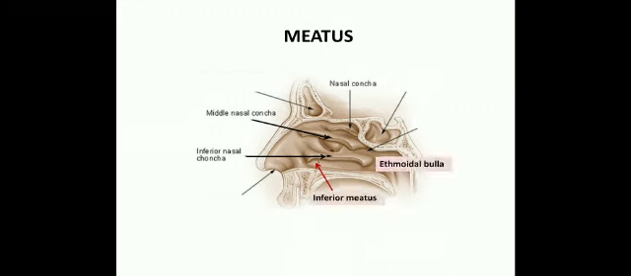Then the middle meatus, present beneath the middle concha. It presents the ethmoidal bulla, which is a rounded elevation produced by the underlying middle ethmoidal sinuses. And the hiatus semilunaris is a deep semicircular sulcus below the ethmoidal bulla. So here we can see the depression just below the ethmoidal bulla, that is the hiatus semilunaris, and the infundibulum is a short passage at the anterior end of the hiatus.